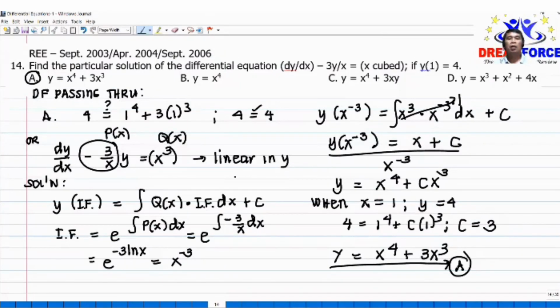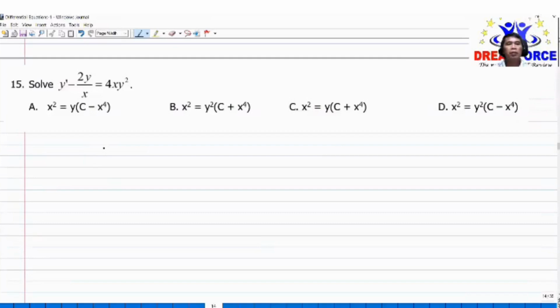So that is a linear equation. So ito, function of the coefficient, y prime minus 2y all over x is equal to 4xy squared. So as you can see, this is solvable by Bernoulli's. Pero pwede na natin gamitin yung CalcuTech.